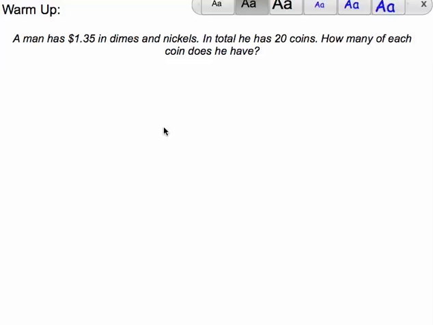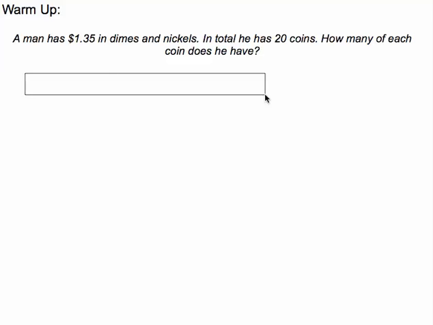So, it says a man has $1.35 in dimes and nickels. Fine. Then it says in total he has 20 coins. Right there, that should set off the thought in your head that here you have one relationship between the dimes and the nickels, and here you have a second. And it wants to know how many of each coin. That also tells you that there are two unknowns, dimes and nickels. And when that happens, we can do the following.